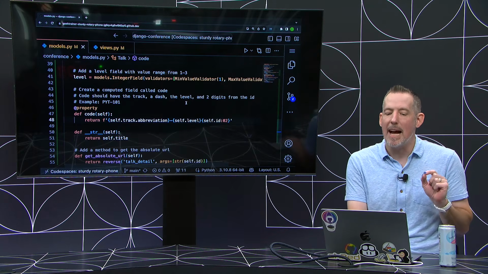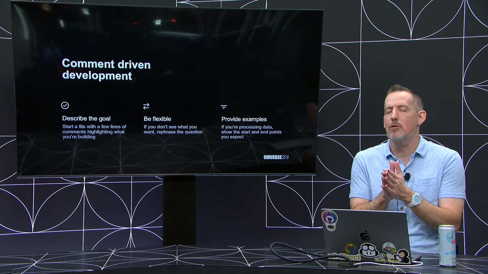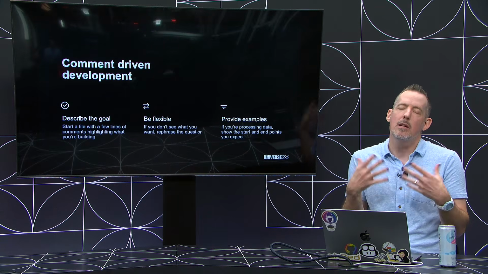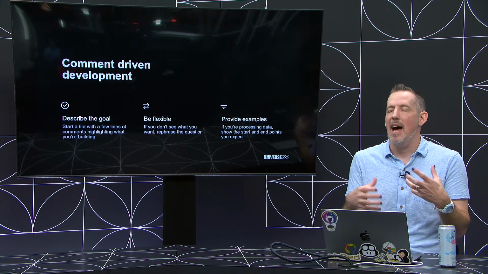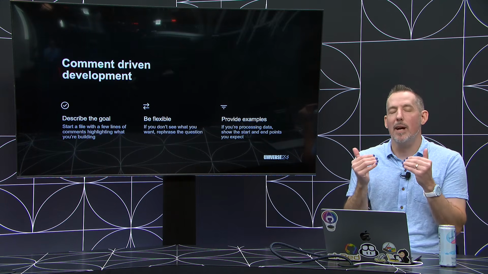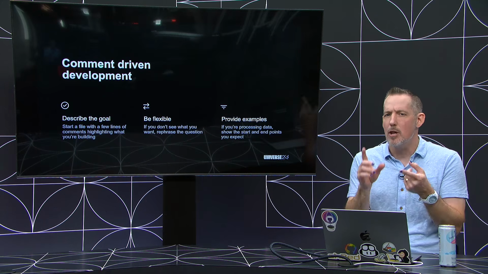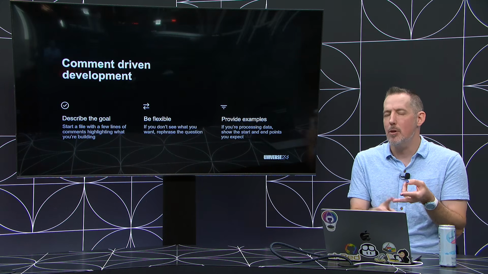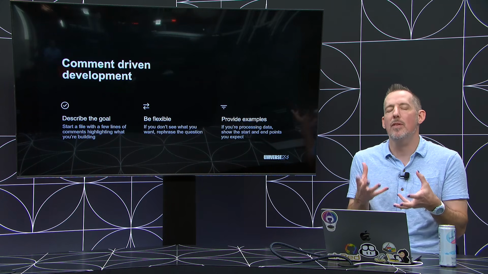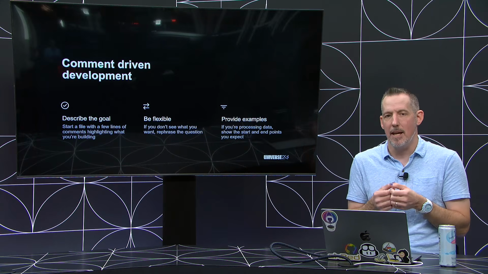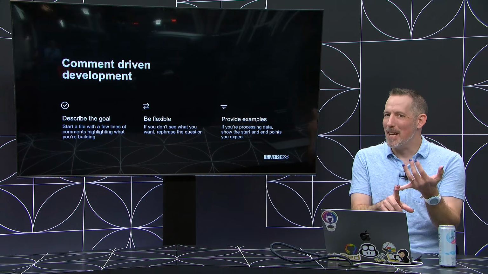So I want to go back here and flow back through all of this one last time. Number 1, describe the goal. At the top of the file, add a quick comment, a couple of lines, 3 lines, 4 lines, what you're doing, how you're going to do it, and any relevant information that you think GitHub Copilot might need. Number 2, be flexible.